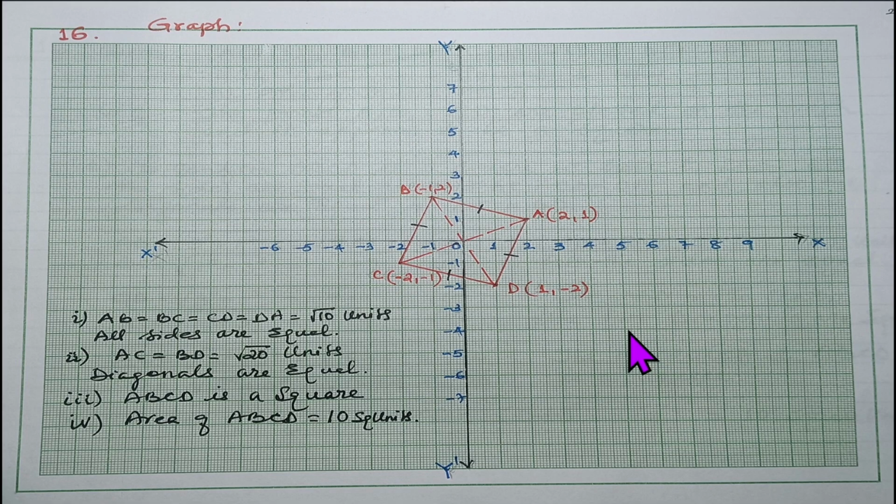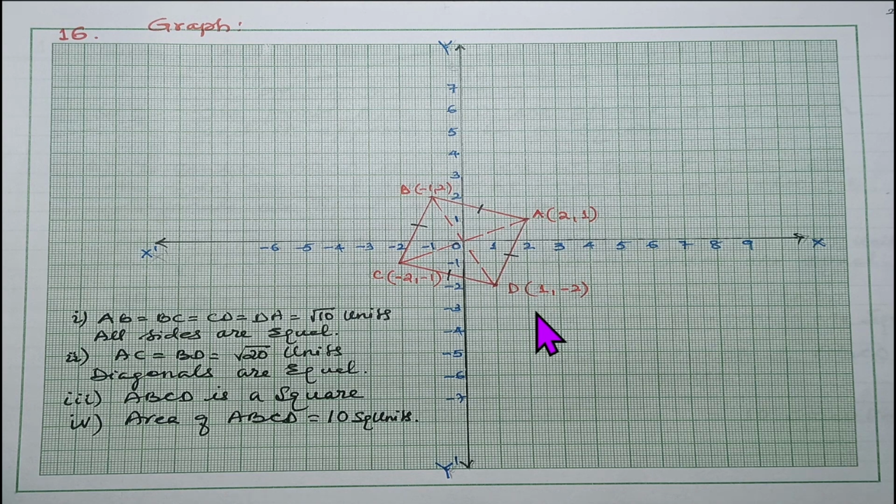Here four coordinates are given: A(2, 1), B(-1, 2), C(-2, -1) and D(1, -2). We have to locate these coordinates on a graph paper and join the points, that is AB, BC, CD and DA are joined, and we get a quadrilateral. Now the question is: is this quadrilateral a square?